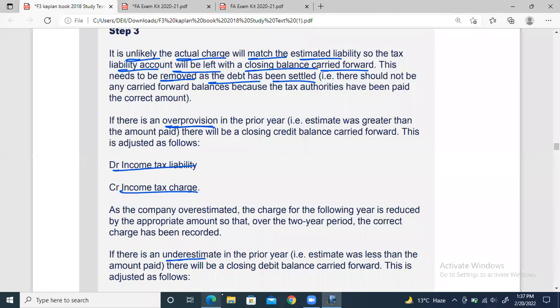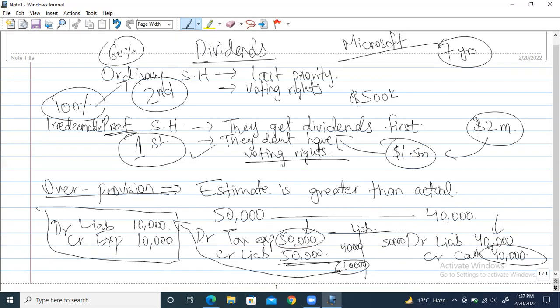Again, you can read all these things from here. Exactly the same thing is explained over here. It has credited the income tax charge, and I've done the same thing. Credit expense and credit income tax charge both mean the same thing.